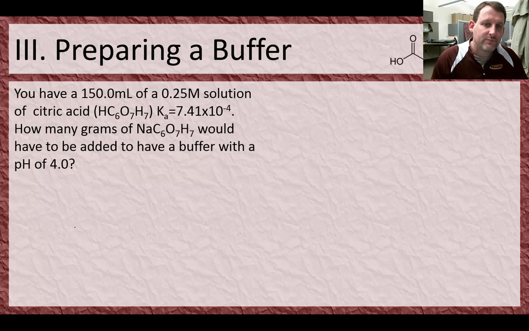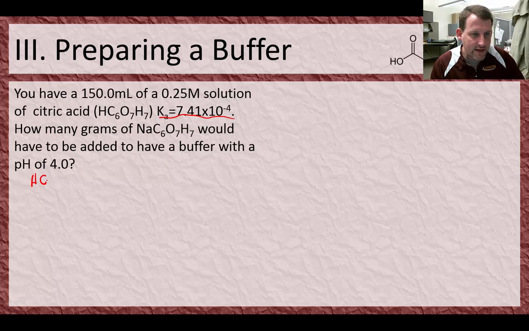Okay. So you have a solution of 150 mLs of 0.25 molar solution of citric acid. Its Ka is right here. So right now we know we can get the pKa pretty easily. How many grams of this would you have to add to get a buffer of 4.0? All right, so let's look at the equation real quick.